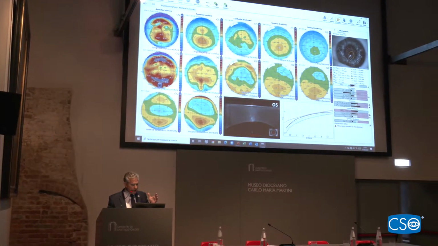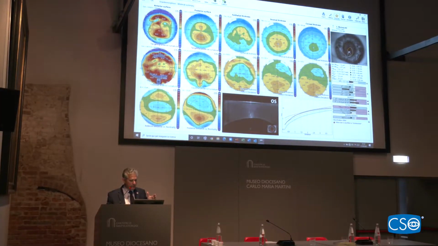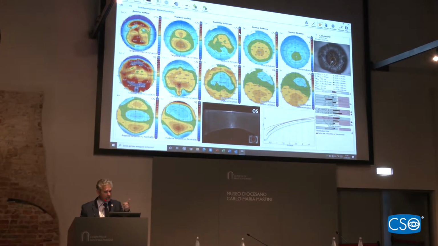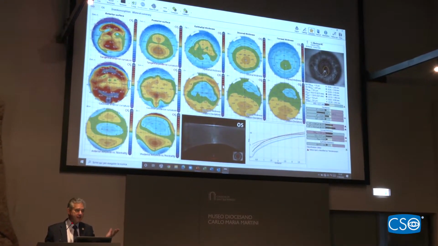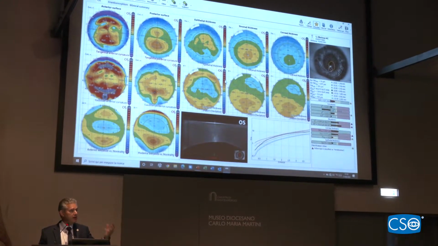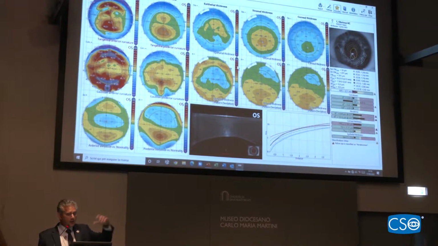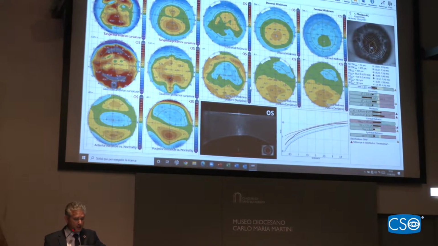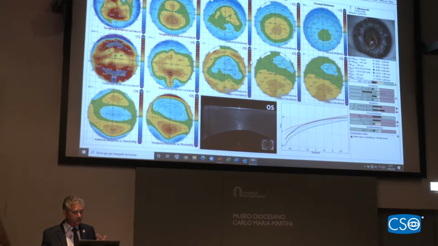These three maps are from the anterior surface. These three maps are of the posterior surface. These two maps are the epithelium. The top one is the epithelial thickness, and the bottom one is the pattern deviation map. So like on a glaucoma, you know, you're one standard deviation or two standard deviations from normal. Well, blue is two standard deviations thicker, and red is thinner than normal, okay?